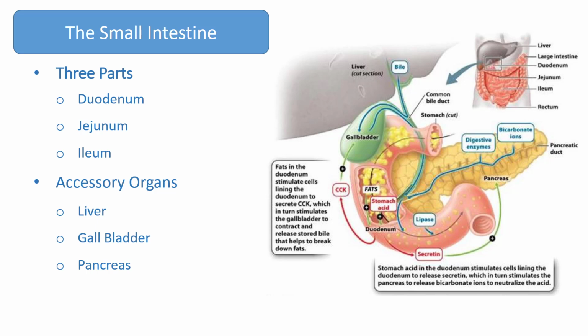Finally, stomach acid in the duodenum stimulates cells lining the duodenum to produce secretin, which stimulates the pancreas to secrete bicarbonate ions. These ions neutralize the acid produced by the stomach to create an environment for the intestine enzymes to act. Enzymes that break down proteins work best in acidic environments like that of the stomach, but most enzymes, like those that break down carbohydrates and fats, are denatured in acidic environments.